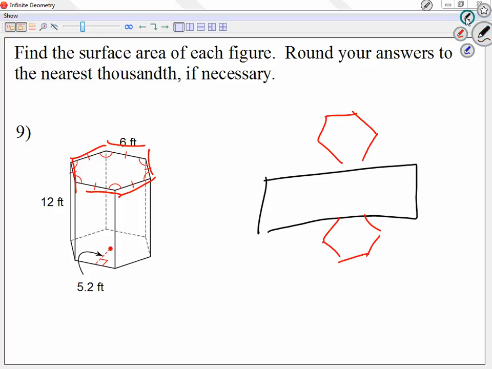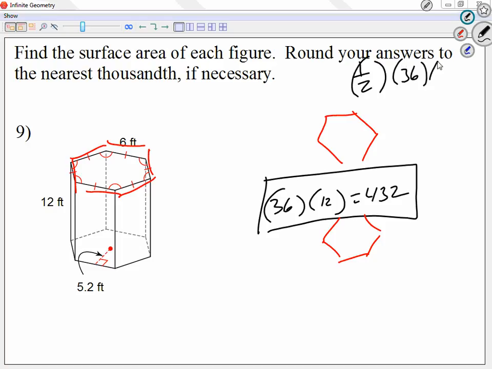For the rectangle in the center, for the big rectangle, I'm going to go 36 times 12. Remember, 36 is the perimeter of the base. I added all the sides. So 36 times 12, is that 432? All right, so the big rectangle is 432. Now for the polygon, remember the thing I'm going to do is 1/2 times 36 times 5.2. 1/2 times perimeter times apothem.